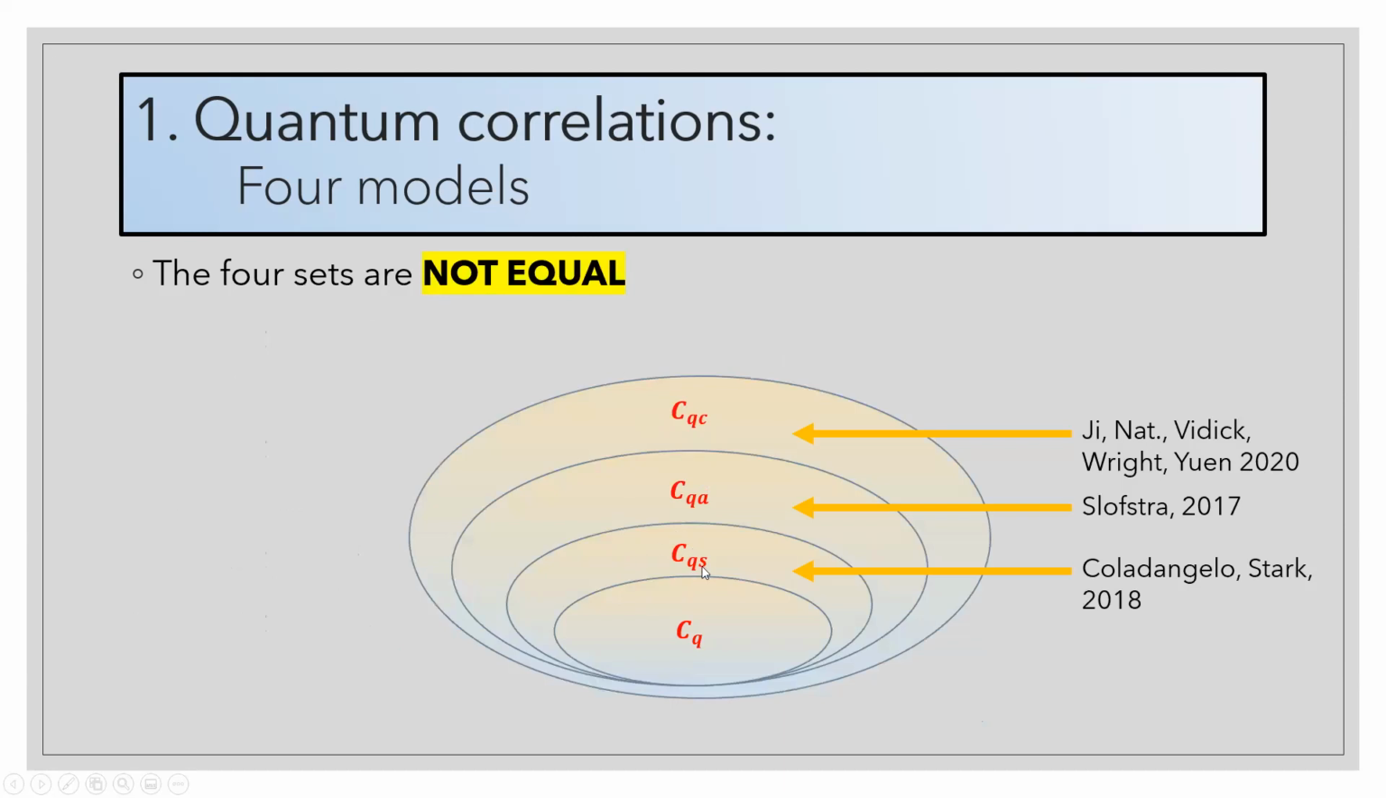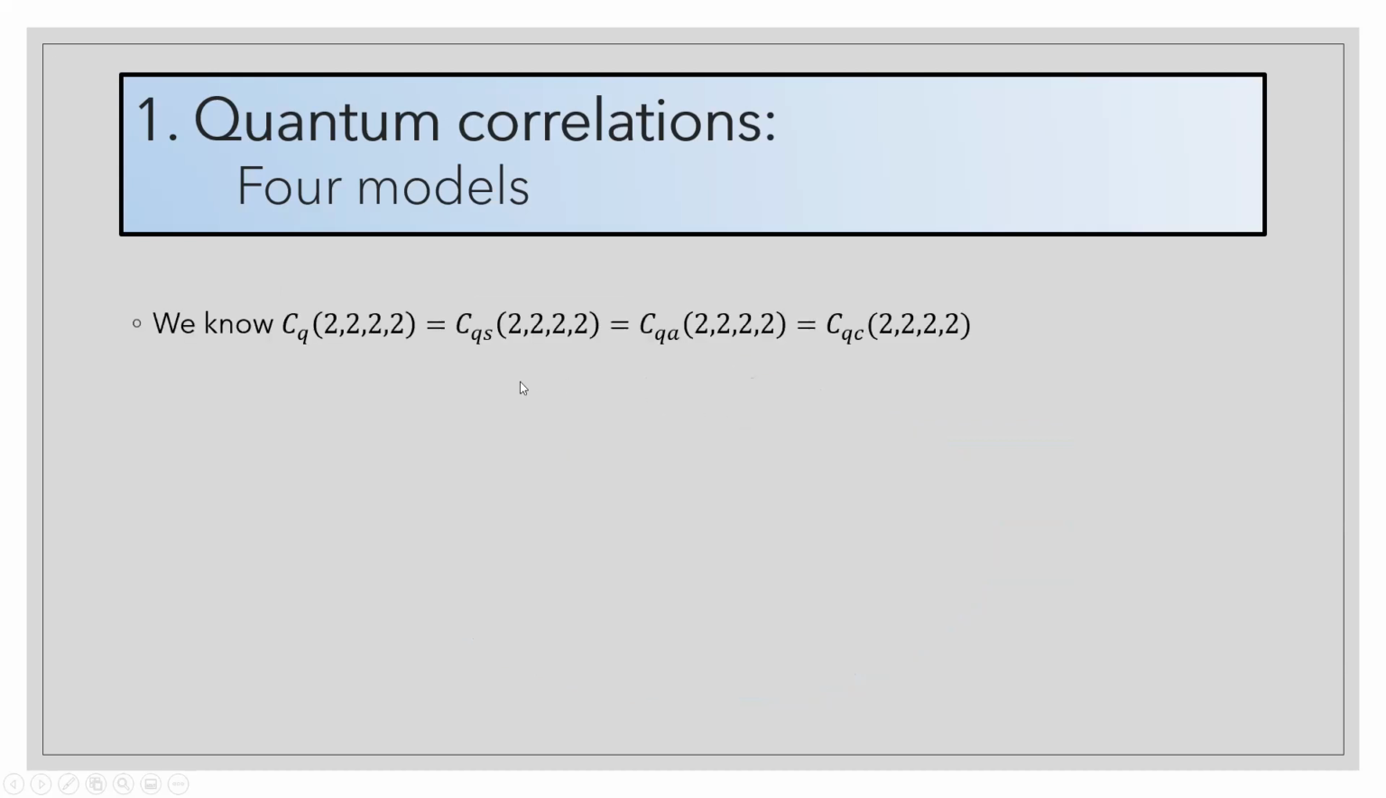The separation between CQS and CQ is first proved by Coladangelo and Stark. The separation between CQA and CQS is first proved by Slofstra. And the last separation is given in the MIP star equal RE paper by Ji, Natarajan, Vidick, Wright, and Yuen. Knowing the 4 models are not equivalent is an important step. About the individual size, we know in the 2222 case, the 4 models are equivalent. And we can focus on qubit strategies.